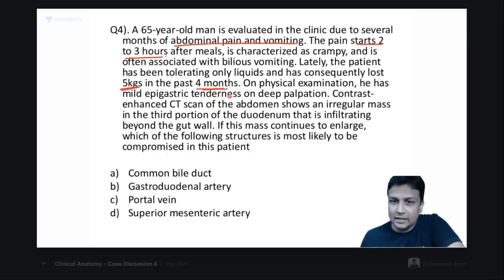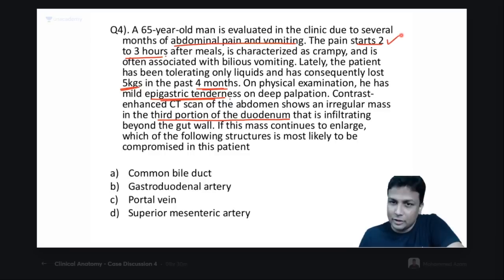On physical examination, he has mild epigastric pain. CT scan of the abdomen shows an irregular mass in the third portion of the duodenum, beyond the gut wall. If this mass continues to enlarge, which of the following structures is most likely to be compromised? Again, the arteries here right now. So 3 to 4 words are to be taken care of here. You're observing that whenever I'm solving a clinical question, I underline a few words. Those are our keywords: abdominal pain and vomiting.